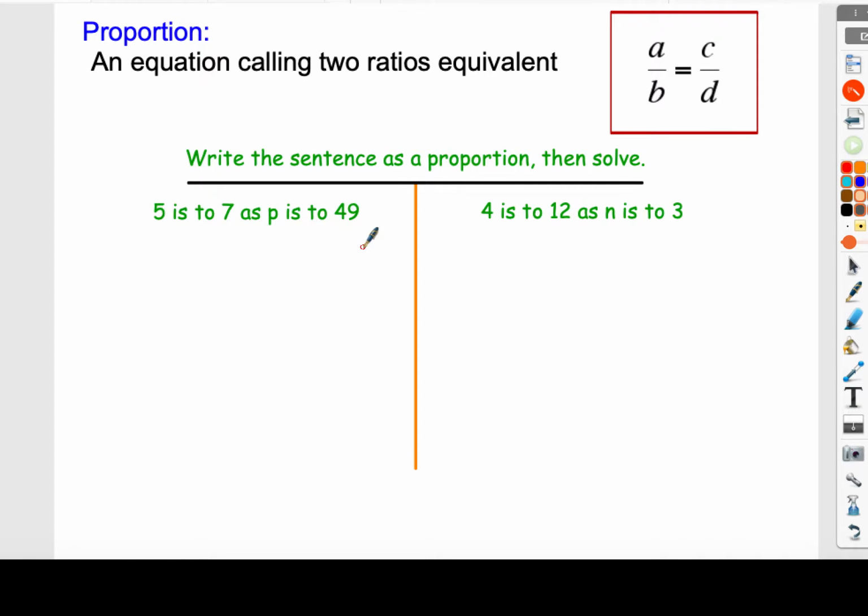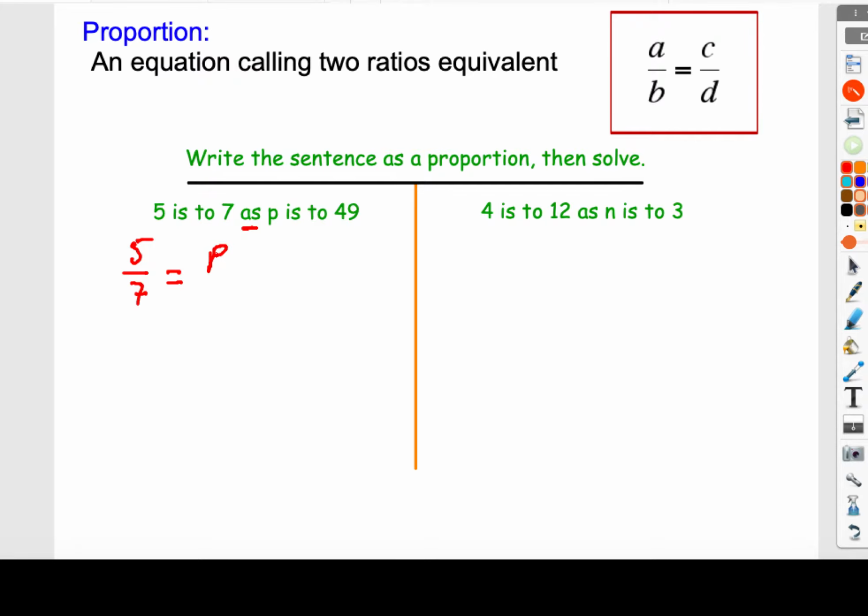So again, first thing we need to do is set up our proportion. So we'll just follow what the verbal phrase here says. If 5 is to 7, well, one thing I can do is just say 5 divided by 7 then. And 5 is to 7 as, sort of like an is, we think equal sign. Well, P is to 49. Well, now think about the order there. 5 was listed first, right? 5 is to 7. This time P is listed first as P is to 49. So sort of 5 and P are sort of relatable there.